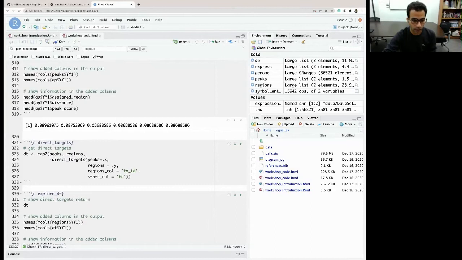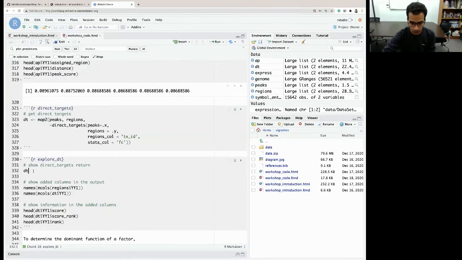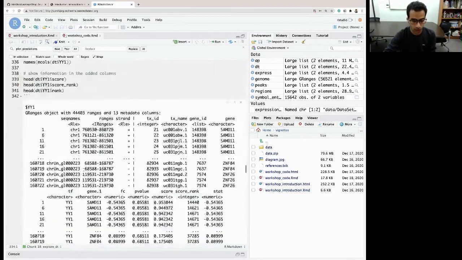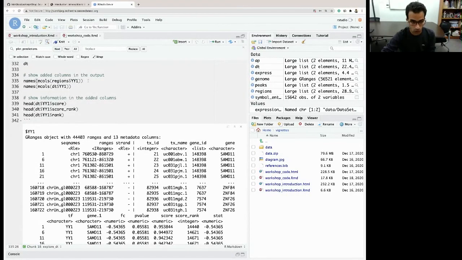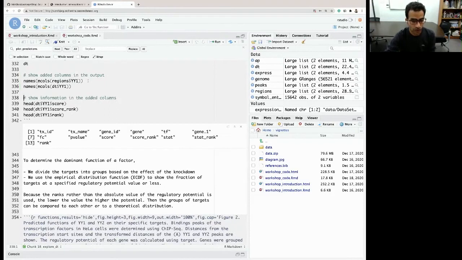Similarly, we'll run the direct targets. So we pass it peaks, pass it regions, and I'm using map here because we are running it for the two factors at the same time. Okay, so this is the object that we get. Again, it's the same GRanges object with a few added columns. These are the names of the original object, and these are the names for the new columns. So we added the score rank, stat, stat rank, and the rank product.